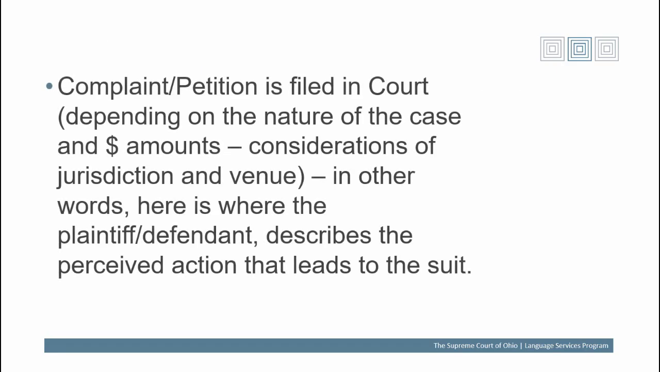Most often, the civil process starts when the complaint or petition is filed in court, depending on the nature of the case and the dollar amounts. In other words, here is where the plaintiff or the defendant describes the perceived action that leads to the suit. The decision of where to file must also take into consideration the jurisdiction and venue, since a court must have the authority to decide the case.